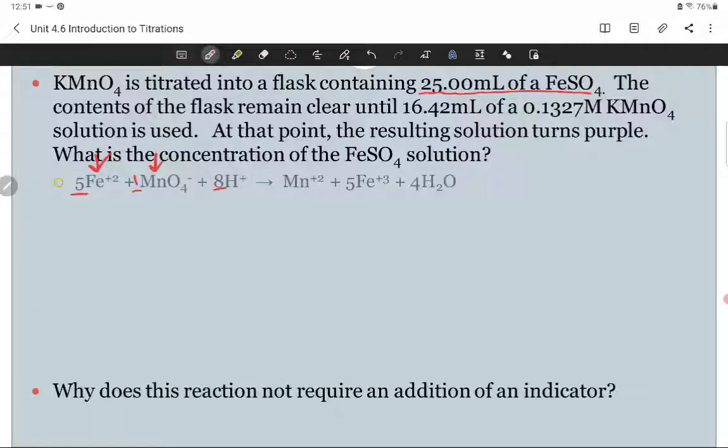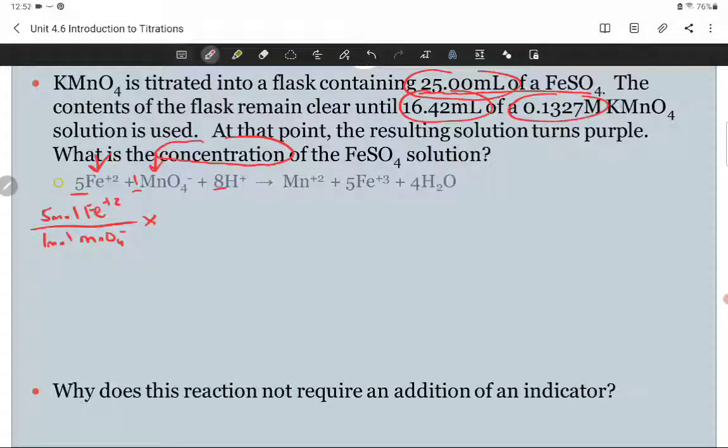So we have a volume, we have another volume, we have a molarity. So volume, volume, molarity, and it asks probably for us to get a new molarity. Okay, so let's start. I always like to start again with what units I want in my answer. So 5 moles of Fe plus 2 is related to 1 mole of MnO4. Why am I using those 2? Because that's what I have information for.